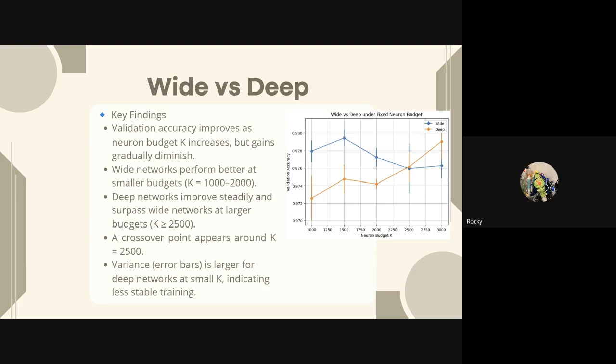Additionally, error bars reveal that deep networks exhibit higher variance at small budgets, suggesting that they are less stable during training when capacity is insufficient. That makes sense, right? That makes sense. Overall, these results demonstrate that both the size and structure of the network are critical factors in performance. While wide networks are advantageous under tight constraints, deep networks become more powerful when sufficient resources are available.